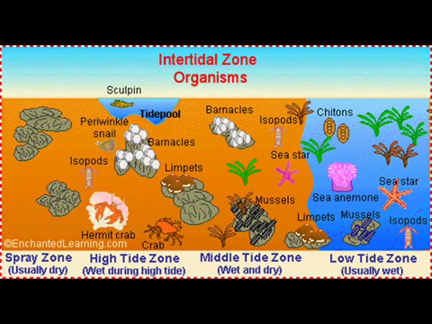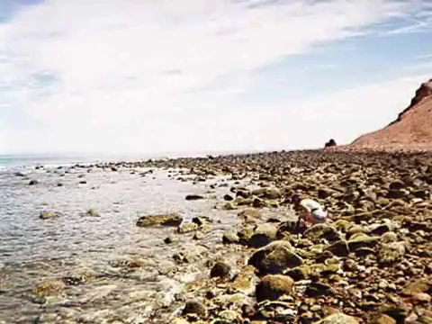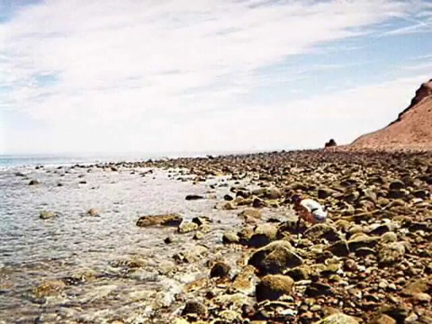All the animals that live in this area are adapted to the changes in moisture, temperature, turbulence, and salinity because of the frequent tides that happen all day. The intertidal zone is also called the littoral zone. The littoral zone is separated into different vertical zones.